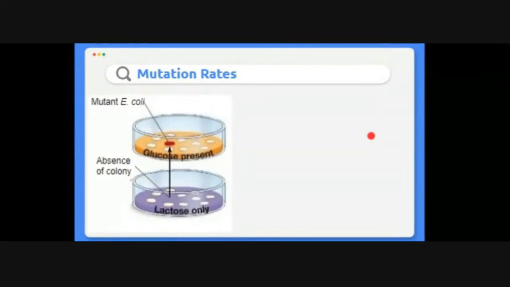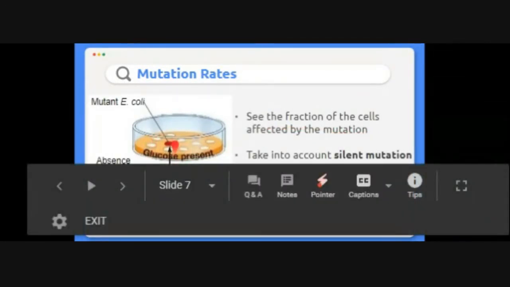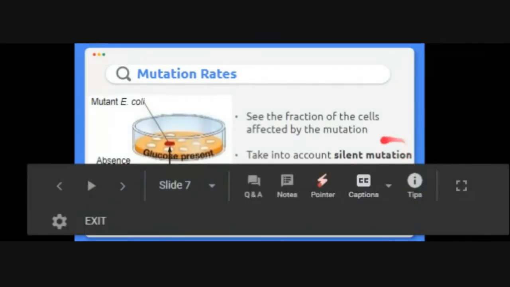And now, you can calculate your mutation rate. But, you have to also take into account silent mutations. So, itong mutation dito na nakita natin, observable mutation, right? Because na-observe mo na yung ibang colonies, hindi na sila nag-grow. Therefore, nagkaroon sila ng observable na defective yung gene nila for lactose metabolism, right? But, you also have to take into account some silent mutations. So, what are silent mutations?